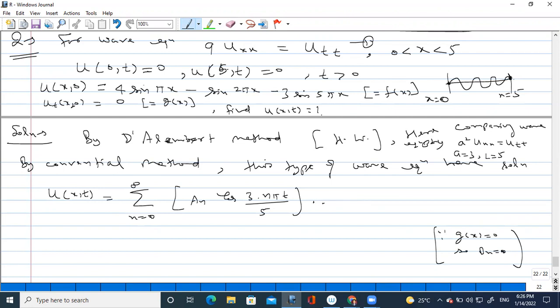Into sin(n pi x by L). Sin(n pi x by L), L is 5. No need to save one term, otherwise you will be confused. So you do one thing. You put everything first.